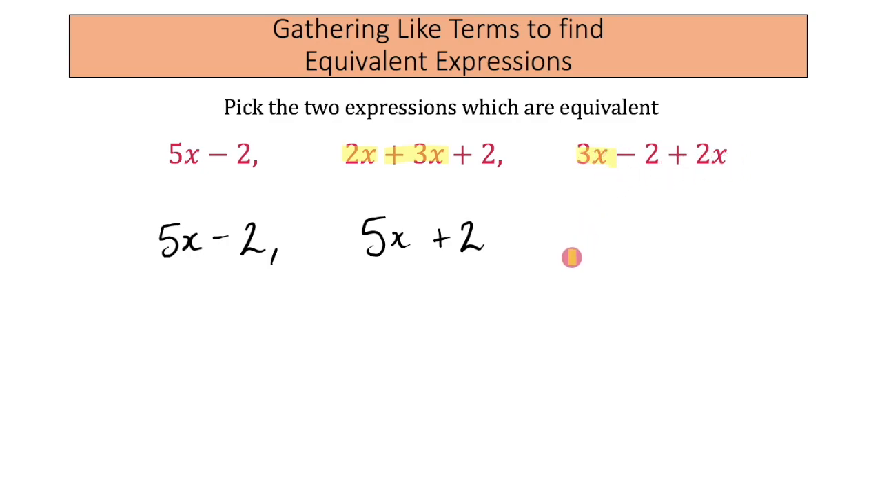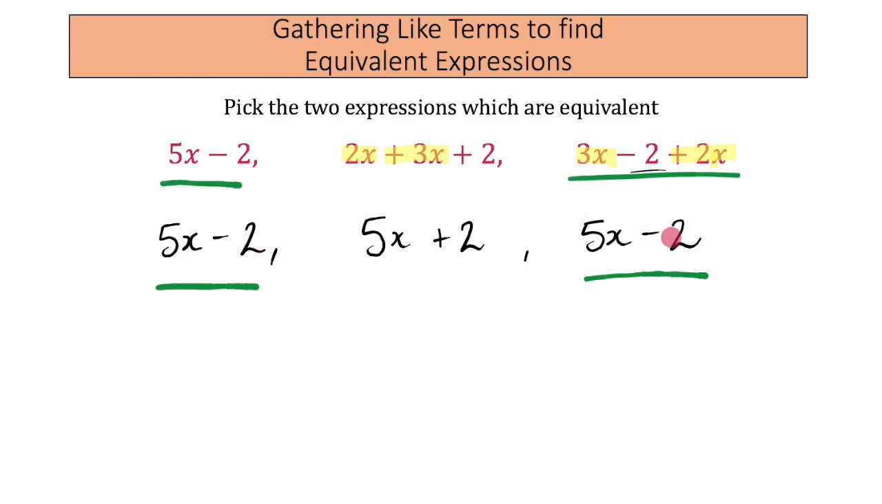Well, I have a 3x and I have a plus 2x. These are like terms, so let me gather them together. 3 plus 2 again is 5x, and I have this minus 2 as well, minus 2. So now if we look at this, it's quite clear that 5x minus 2 is the same thing as 5x minus 2. So by gathering the like terms, we've discovered that this and this expression are equivalent.